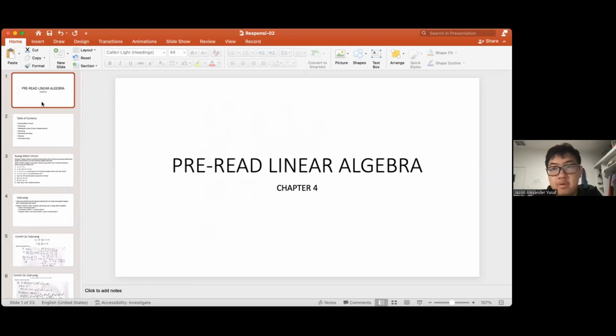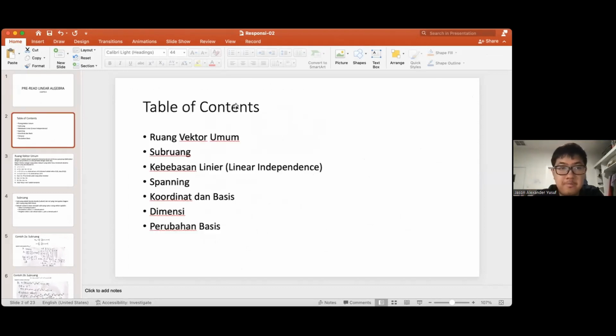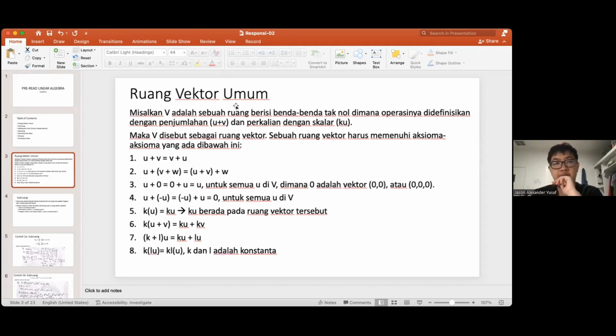This is basically chapter 4. The problem is when I looked at your syllabus, the one that I asked for, chapter 4 is also quite a long chapter, but this time I give lots of examples, so I hope this is sufficient. So basically chapter 4 is about general vector spaces. If in the previous chapter we discussed only R2 and R3, in this one we discuss a more broad, a more general type of vector spaces.